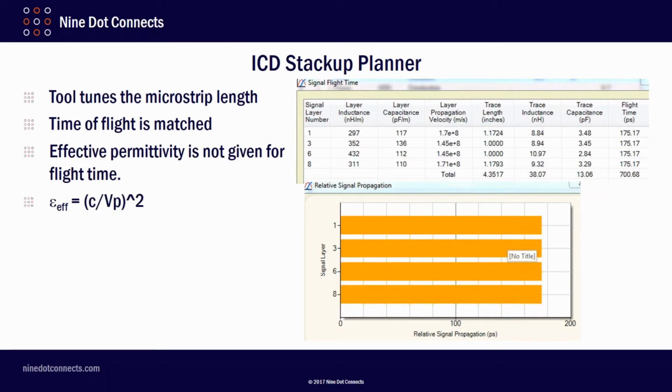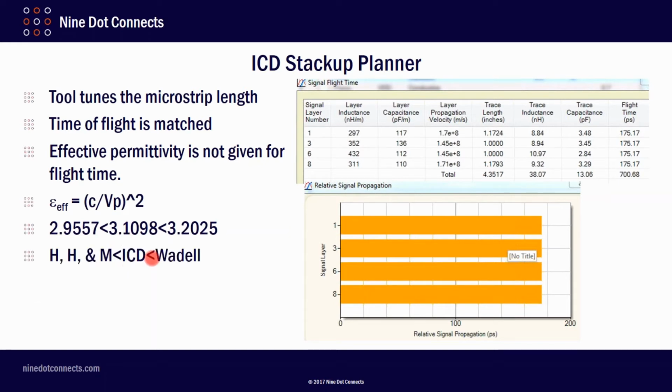Now, the one thing about the tool is it doesn't give you the effective permittivity, but not that you really need it. But for an exercise, you can work backwards with the equation and calculate it, since we know what the velocity of propagation is from the tool. When we did that, I found out that it's 3.1098, which is in the middle of the range there between the different equations and the tools that we used in the spreadsheet that I showed earlier. So the ICD planner comes in between Waddell's equations and Hall and McCall.